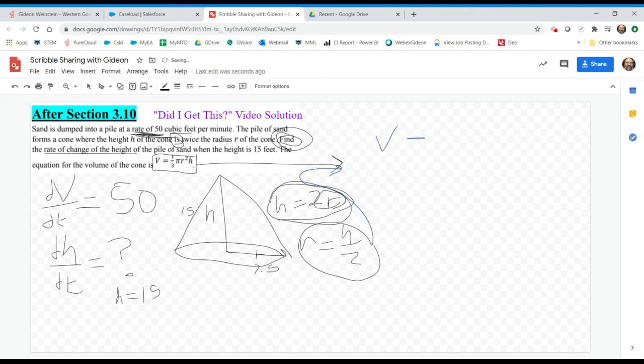Volume equals 1/3 pi. r is being substituted away, so that's h over 2 squared, and there was also the h at the end. Let me make that look like an h, not an n. Trust me on the algebra. Check it on your own. It isn't too hard to figure out that this is, simplifying a little bit, pi over 12 h cubed.